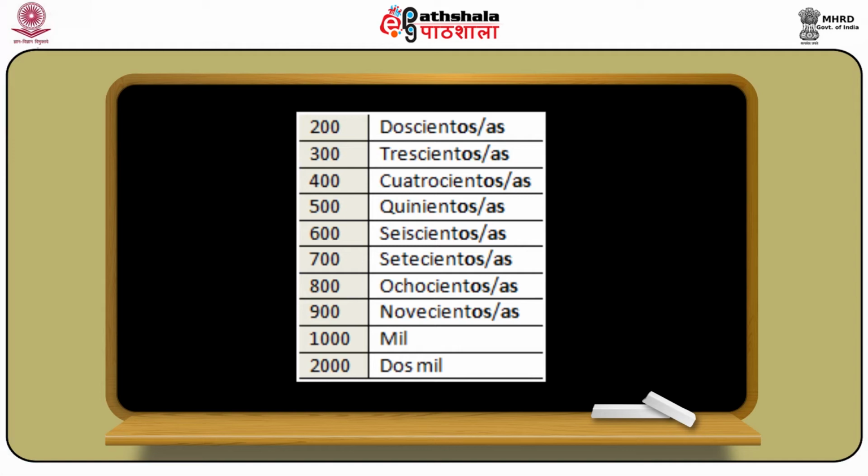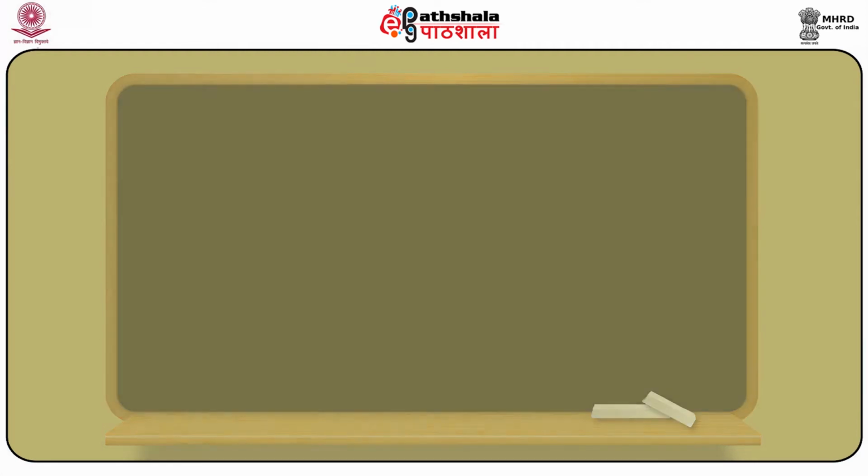400 will be 400. 500 will be 500. 600 will be 600. 700 will be 700. 800 will be 800. 900 will be 900, and 1000 will be 1000.